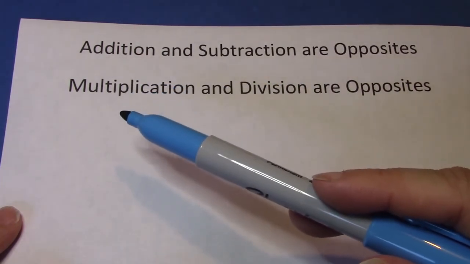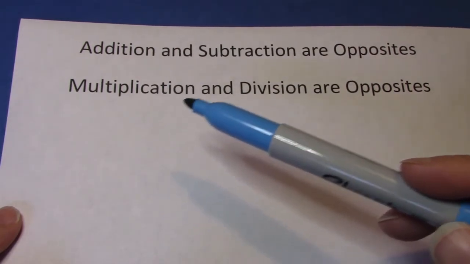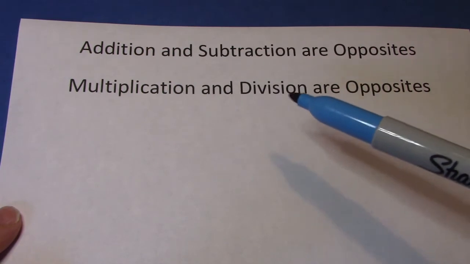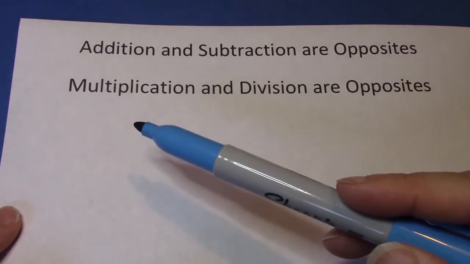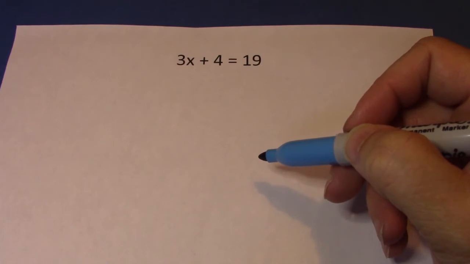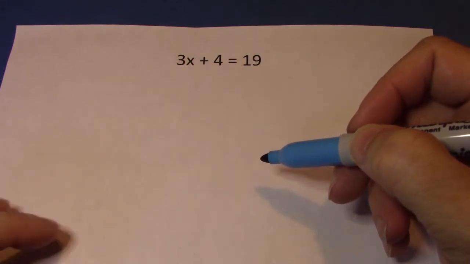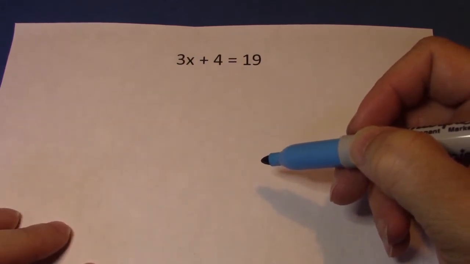And also multiplication and division are opposites. We undo multiplication by doing division. We undo division by doing multiplication. What if the equation involves both addition, subtraction, and multiplication, division? What do we undo first? Well, usually we tend to undo the addition and subtraction first.